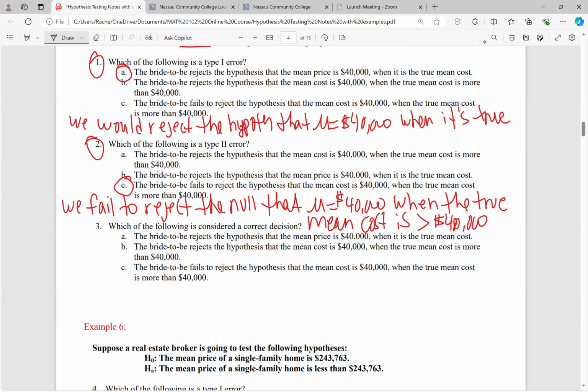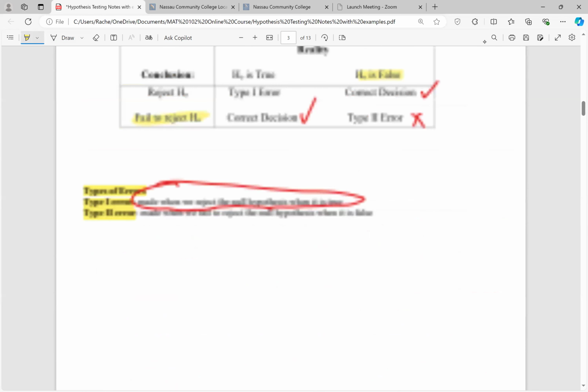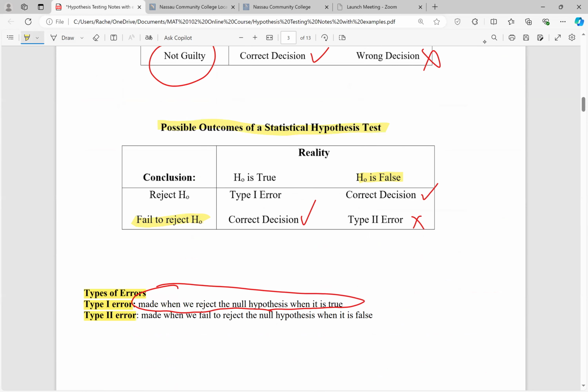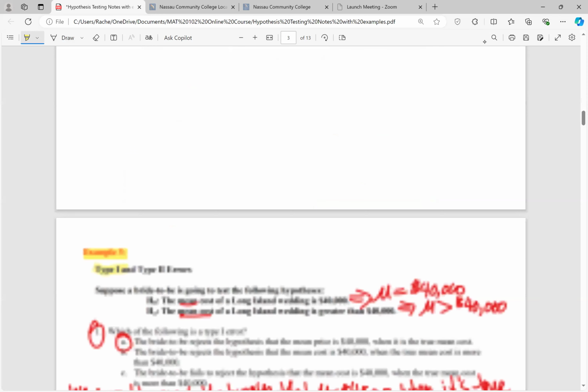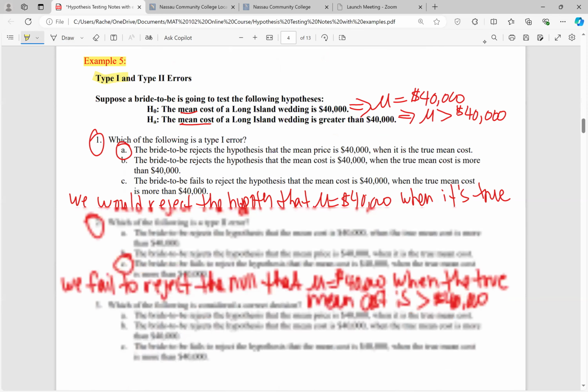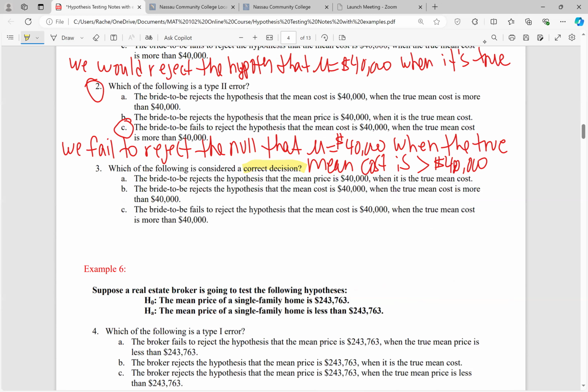And then question 3 says, which of the following is considered a correct decision? Now there's 2 ways to make a correct decision, remember. If the null is true, we don't reject it. And if the null is false, we reject it, right? So let's just read through these and see which one is the true statement, because there could be 2. So rather than writing both of them down, let's just do process of elimination.